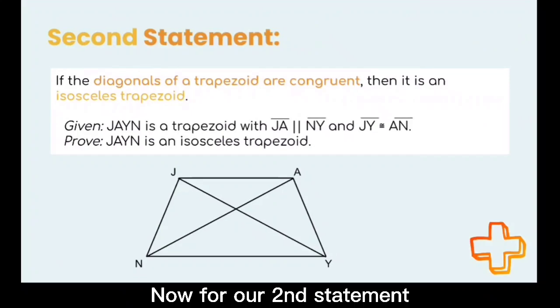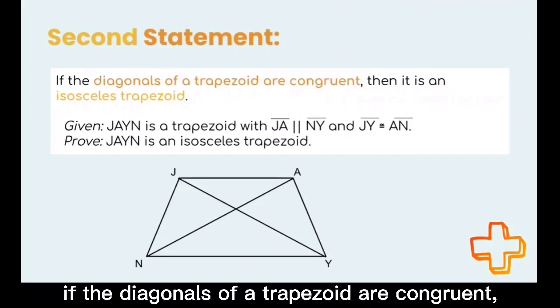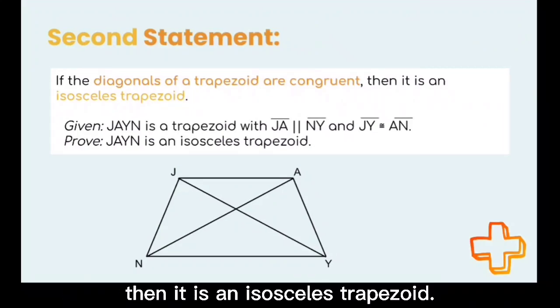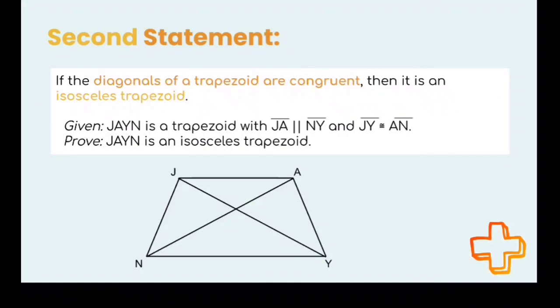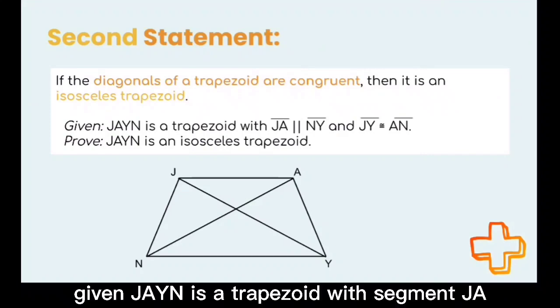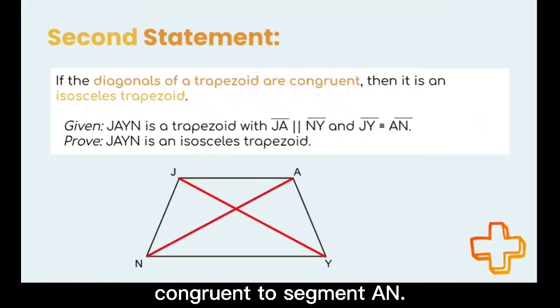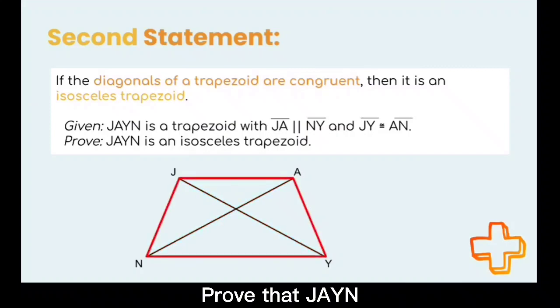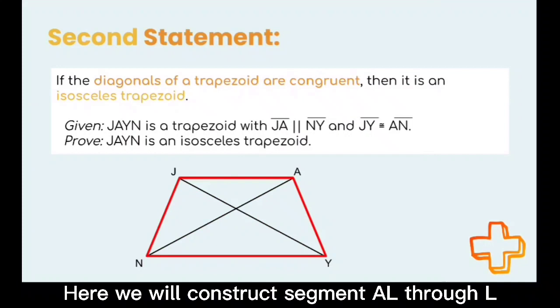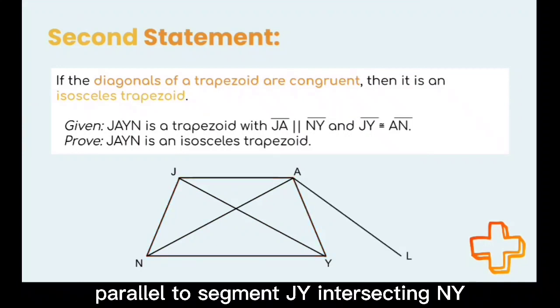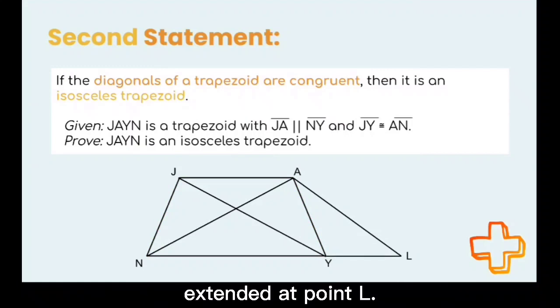Now for our second statement. If the diagonals of a trapezoid are congruent, then it is an isosceles trapezoid. Given JAYN is a trapezoid with segment JA parallel to segment NY and segment JY congruent to segment AN, prove that JAYN is an isosceles trapezoid. Here we will construct segment AL through L parallel to segment JY intersecting NY extended at point L.